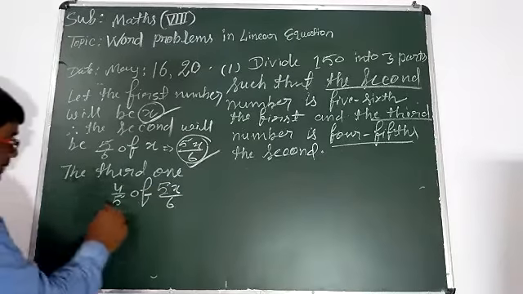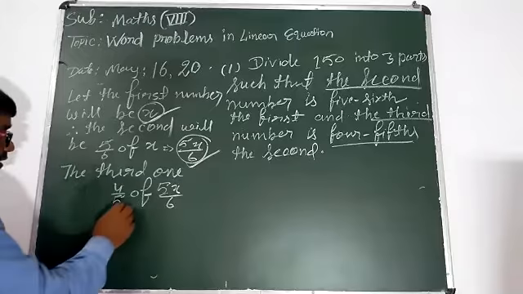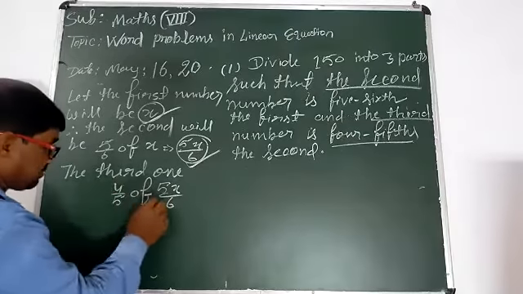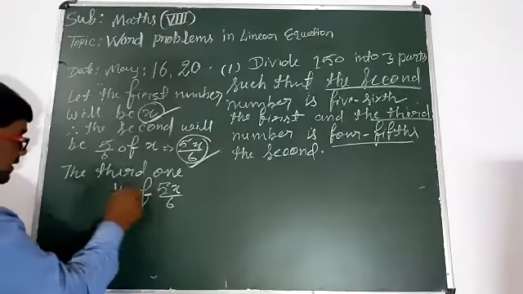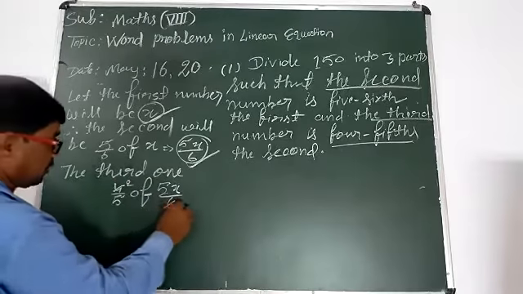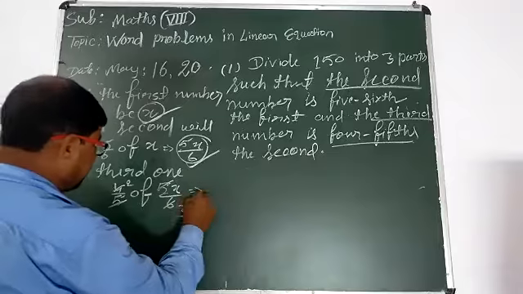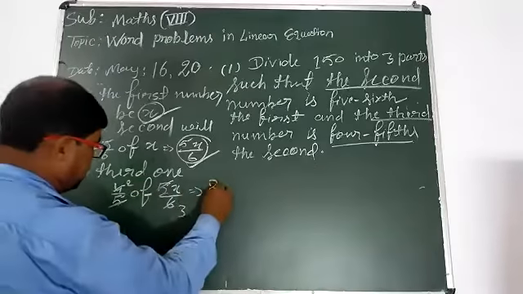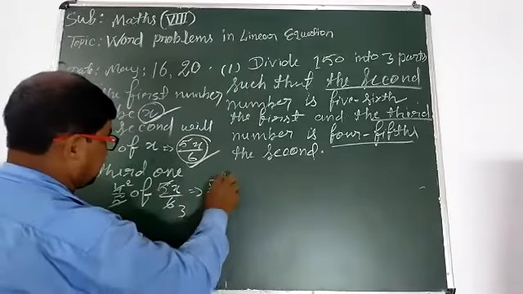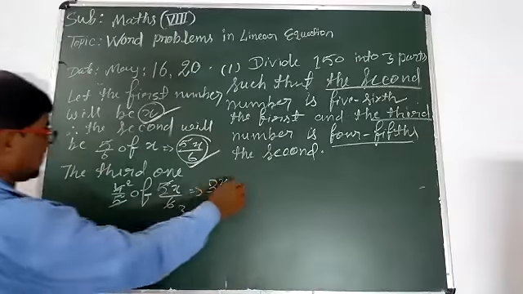Okay, now simplify it. You can simplify it, student. This "of" means multiply. You can divide numerator and denominator: 4 and 2 is 4, 2 3 is 6, 5 1 is 5. In this way, you will get 2x upon 3.